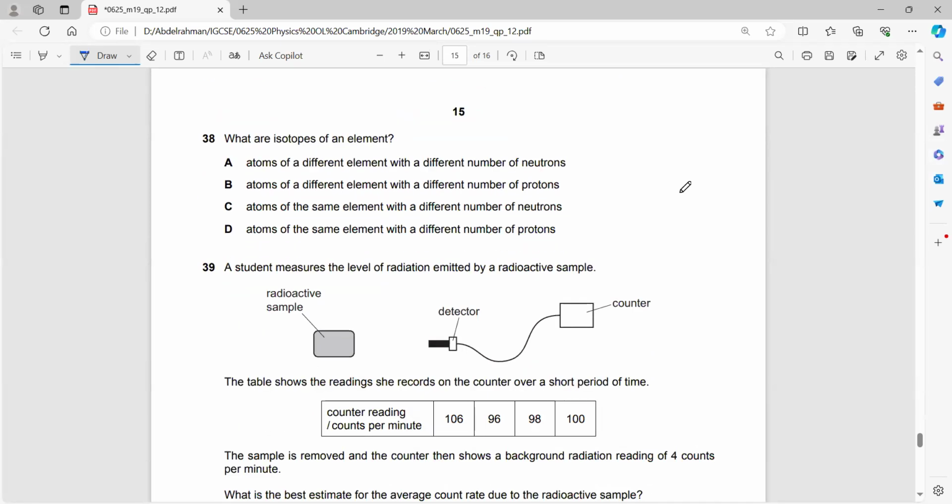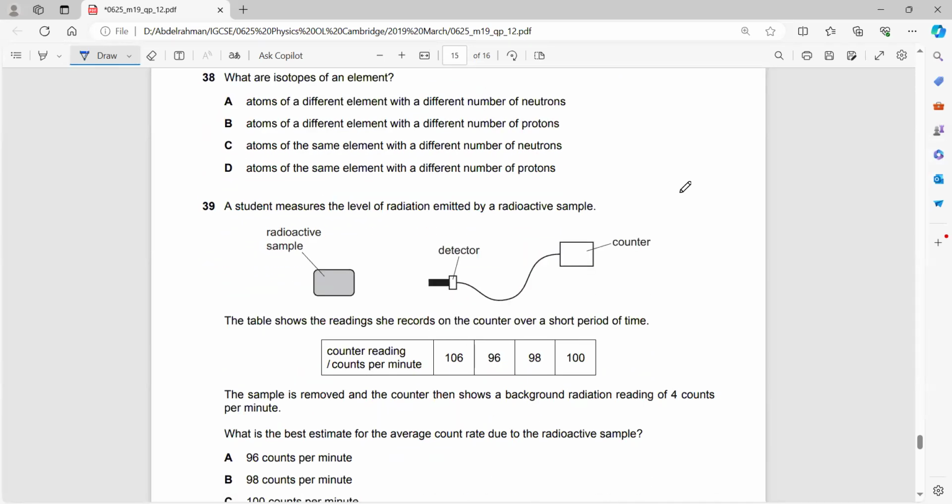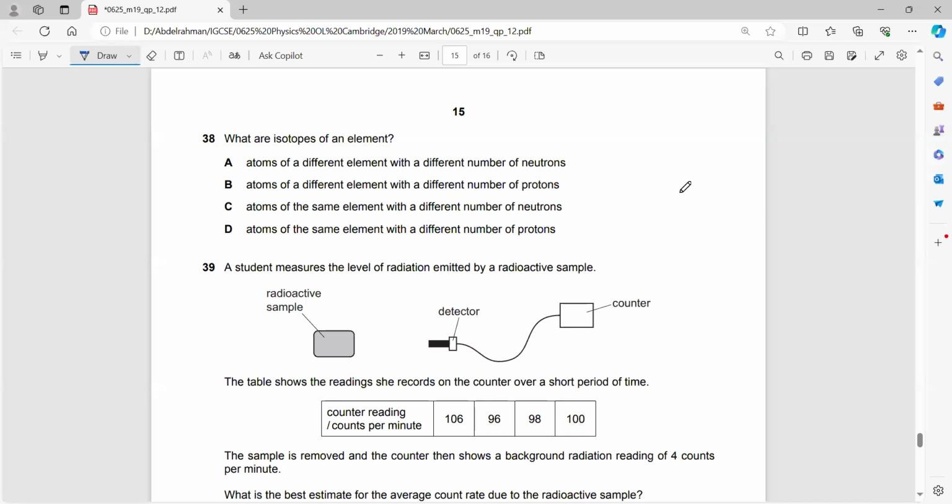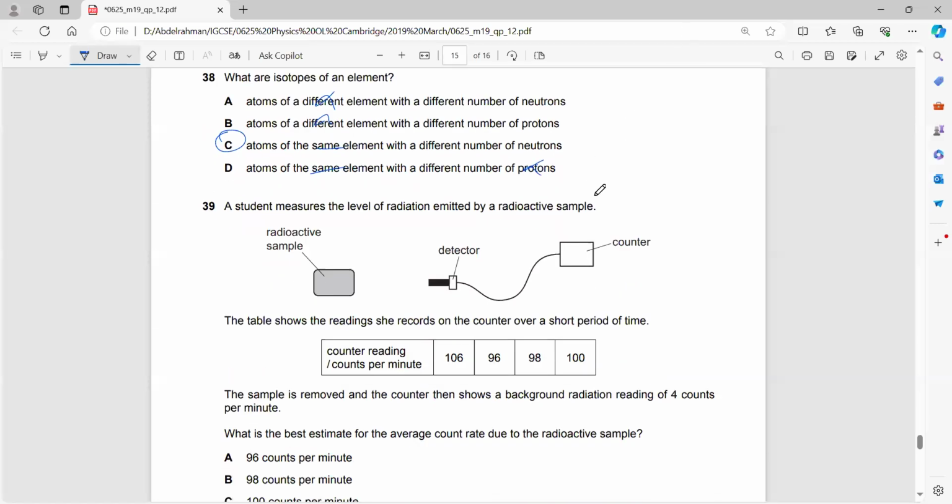Question 38. What are isotopes of an element? Again, isotopes. What do I mean by an isotope? Atoms of the same or a different element? Isotopes are definitely the same element. Different number of protons? If it had a different number of protons, it would have been a different element. So definitely same element, same protons, different neutrons.